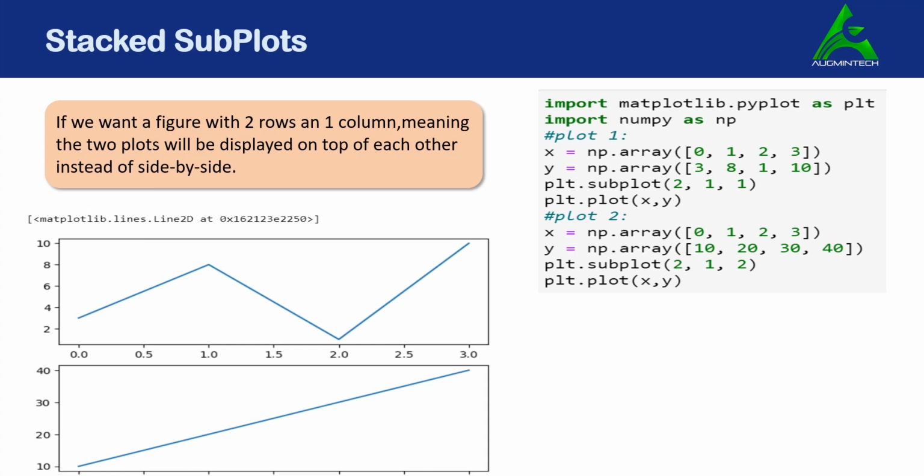Now the plots are not displayed side by side. Instead, they are stacked on top of each other. And the second plot has 2 rows, 1 column, and again 2 is the number of the plot here. So there we go, the plots are now in the form of 2 rows. Earlier it was displaying side by side, meaning 1 row but 2 columns, but now it is 2 rows and 1 single column.